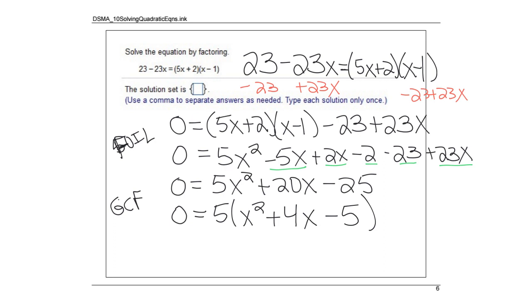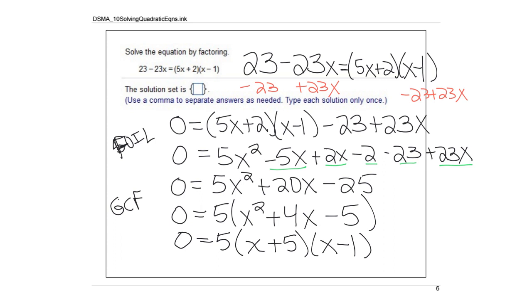Okay, so again, the 5 needs to stay out front, and I can factor what's left, but this is a really nice one. It has a 1 in front of the x squared, and so I really just need factors of negative 5 that sum to 4. So that is going to be x plus 5 and x minus 1. Let's double check. So 5 times negative 1 gives me the negative 5. And then 5x minus 1x gives me the 4x in the middle.